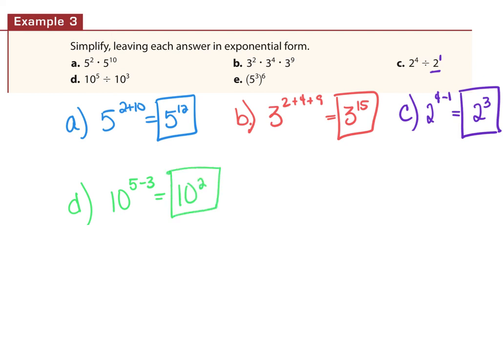And the last one, power to a power. What do I do with those exponents? Multiply them. 3 times 6, 5 to the what power? 18.